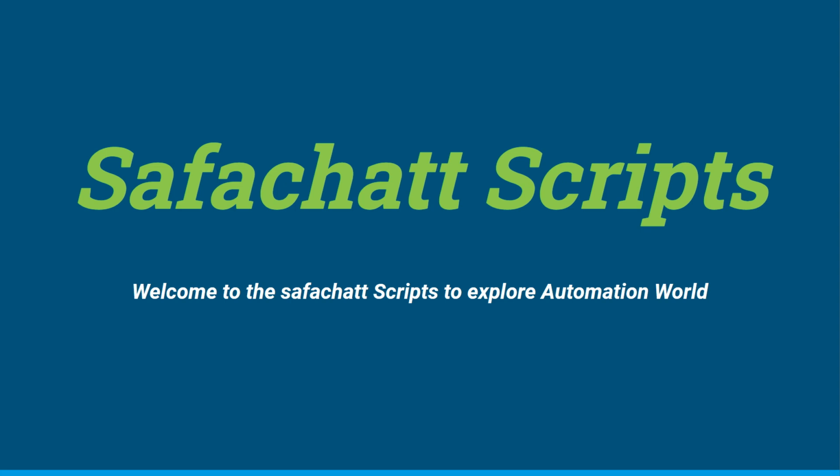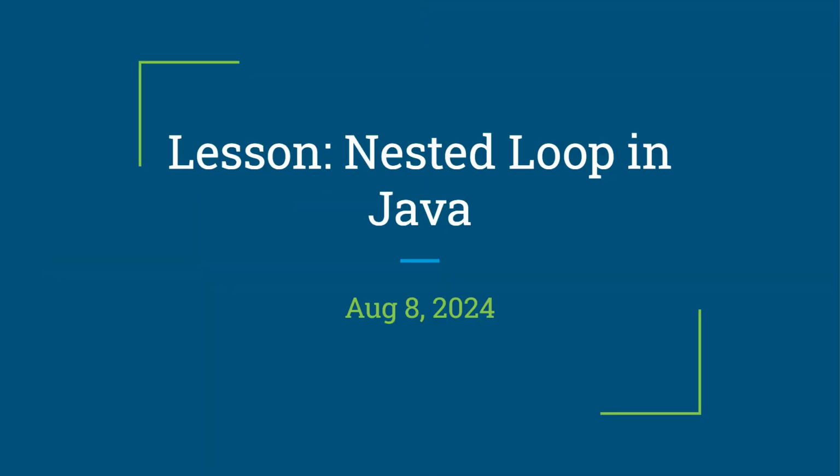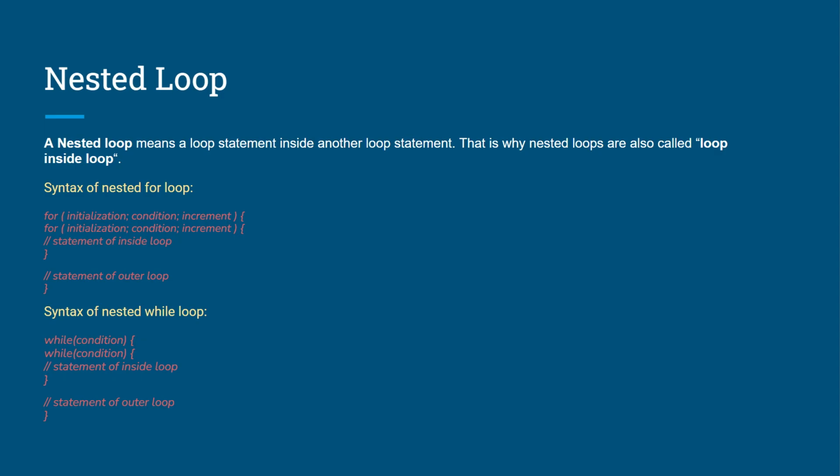In the last video, we talked about loops in Java, like for loop, while loop, and do while loop. Today we will talk about nested loops in Java. A nested loop is a loop inside a loop. We can have a nested for loop and a nested while loop. Today we will talk about nested loops with examples, including both for and while loops.